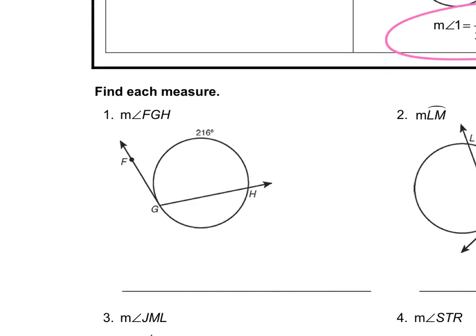So number 1, we said our angle was half the arc, so we're going to do 216 divided by 2, which gives us an angle of 108 degrees.